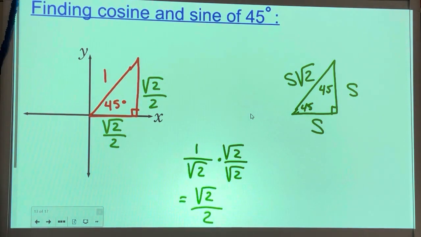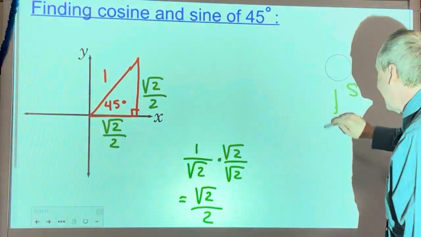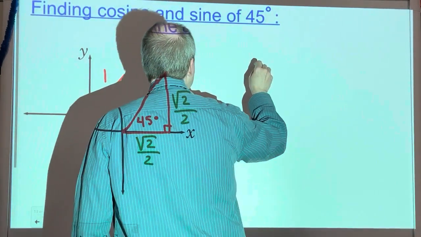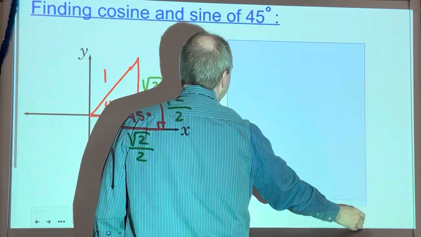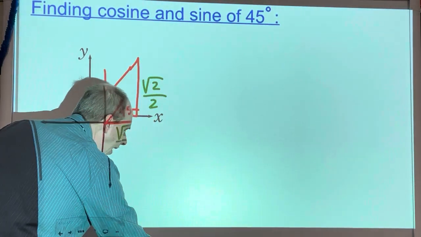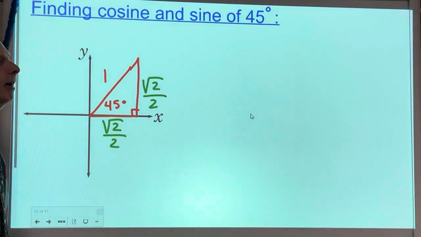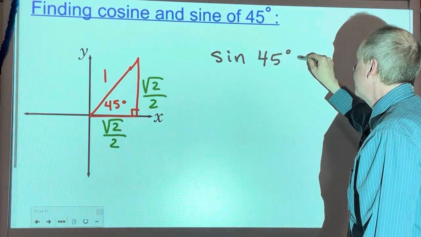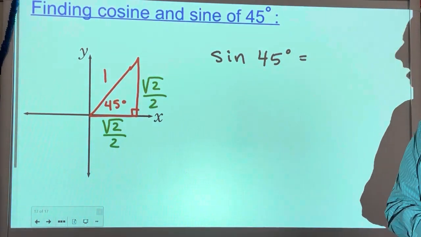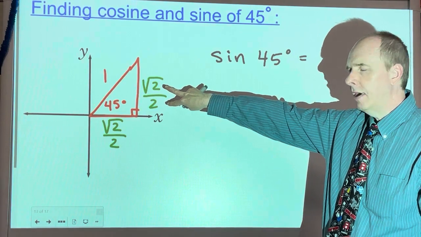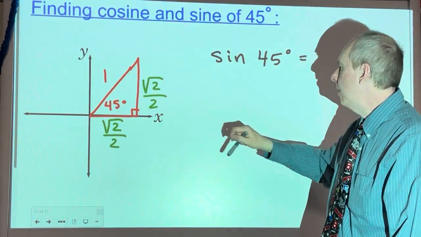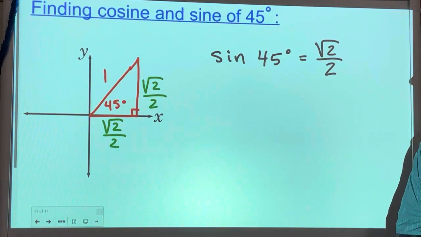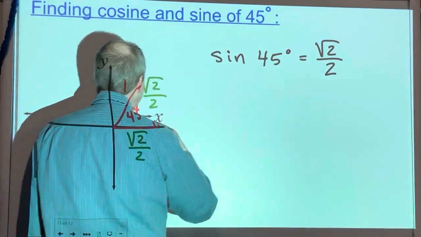And what that does for us is it gives us our answers for sine and cosine. Sine of 45 degrees. Opposite over hypotenuse. Opposite, radical 2 over 2, divided by 1. Dividing by 1 doesn't matter. Remember, sine is your y value.